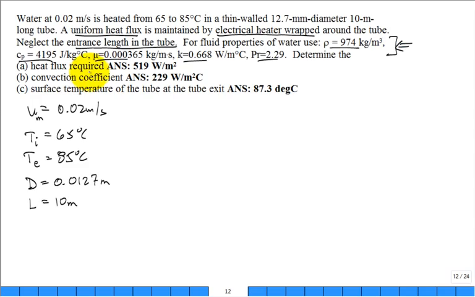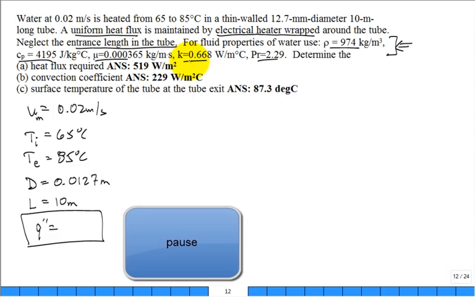What is the heat flux required in order to make this goal? So here is Q double prime, which is a constant for this problem. And the answer is 519, right? So should I give you a minute? Let you work it out? Write down the equations that you're going to use in order to calculate it.